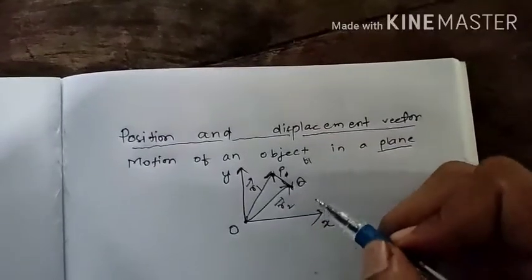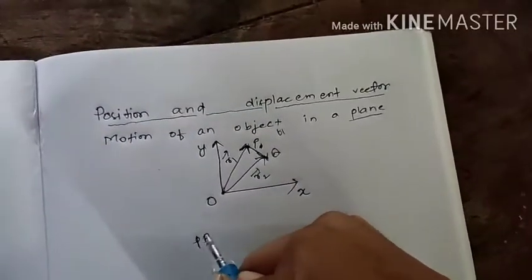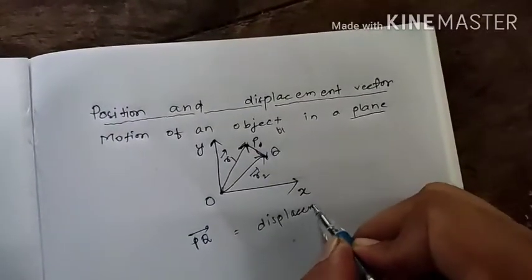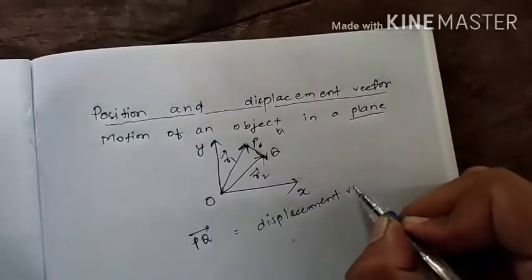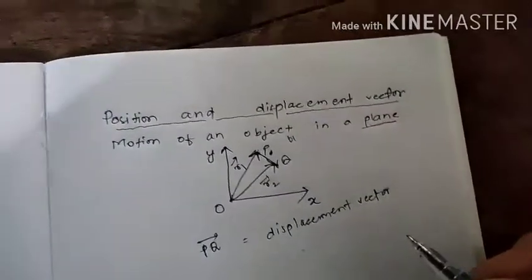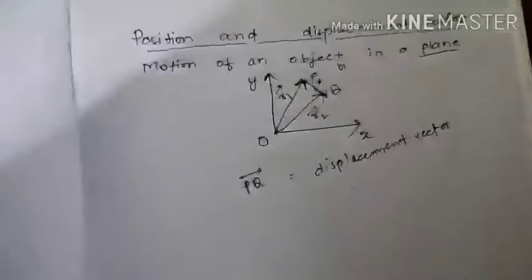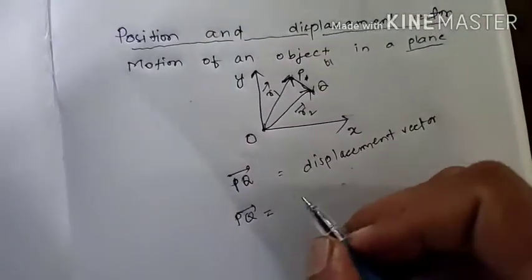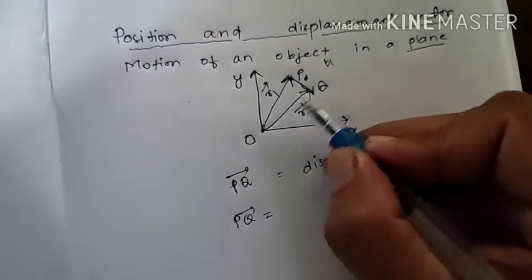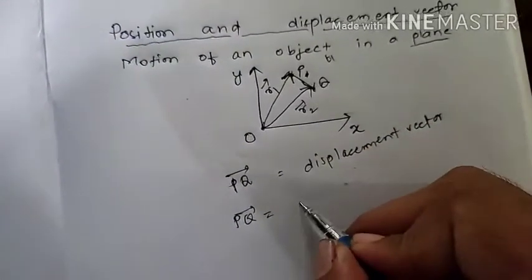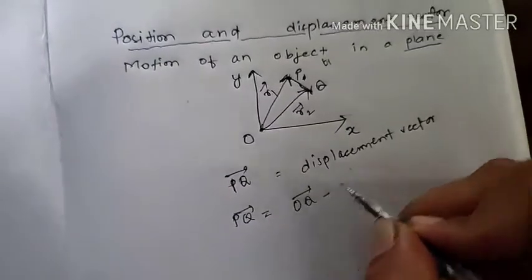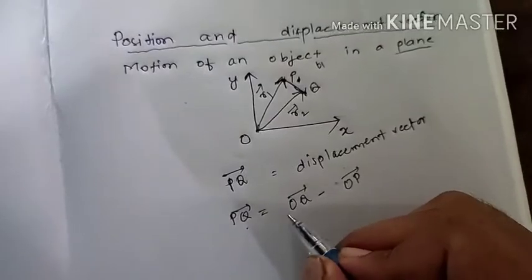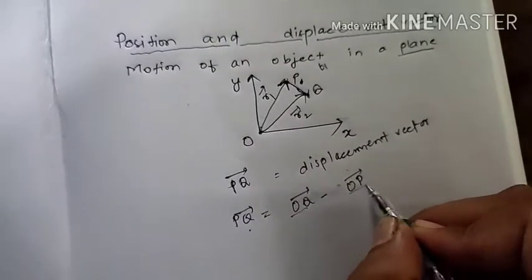Now PQ is the displacement vector. What is PQ? PQ is the displacement vector, and we can find PQ as the difference between the final position vector and the initial position vector. So final position vector is OQ minus OP. PQ is the displacement vector, which is the difference of the final position vector and the initial position vector.